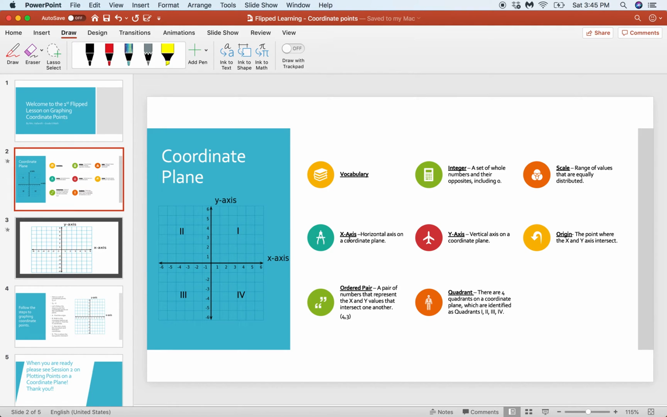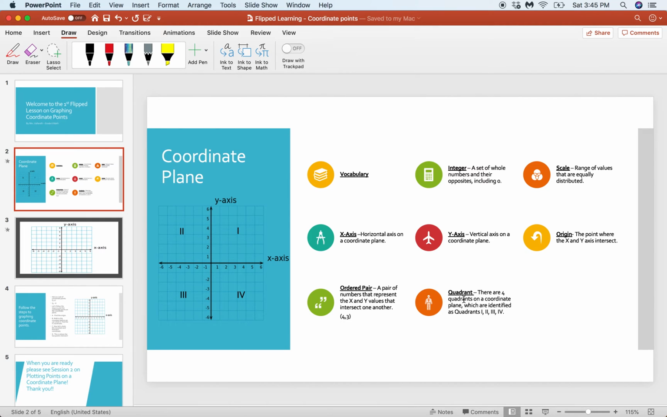Let's take a look at the x-axis, which is the horizontal axis on a coordinate plane, and the y-axis, which is the vertical axis. We have the origin, the point where the x and y axes intersect. We're going to take a look at this in just a moment. Our ordered pair is a pair of numbers that represent the x and y values that intersect one another, and they are written as 2 values in parentheses.